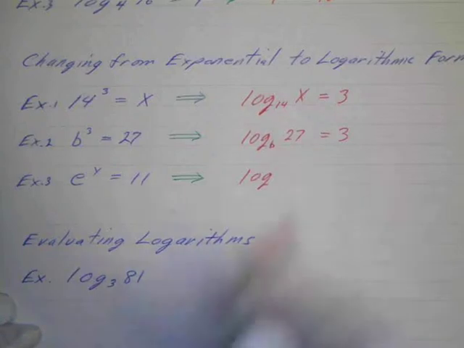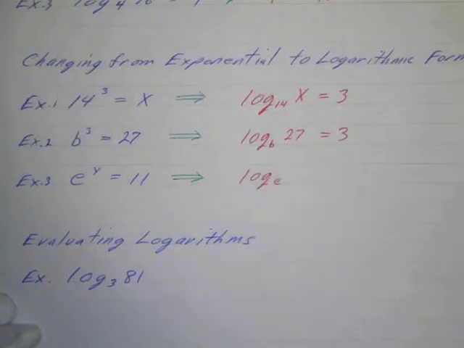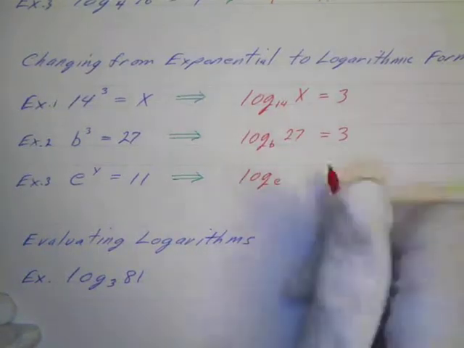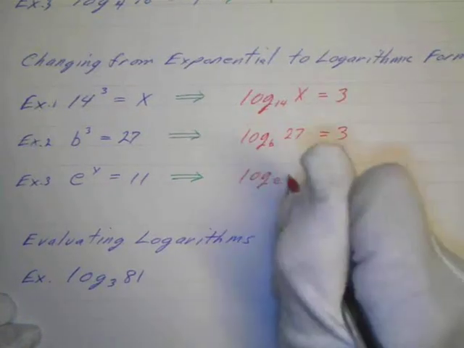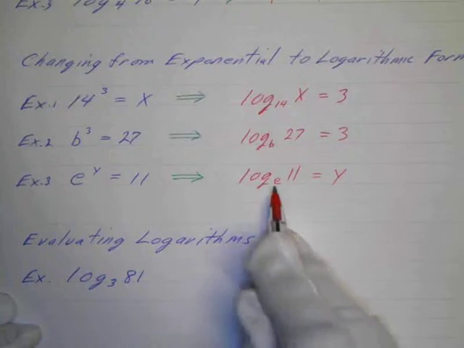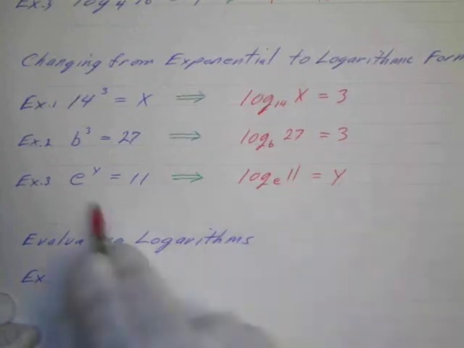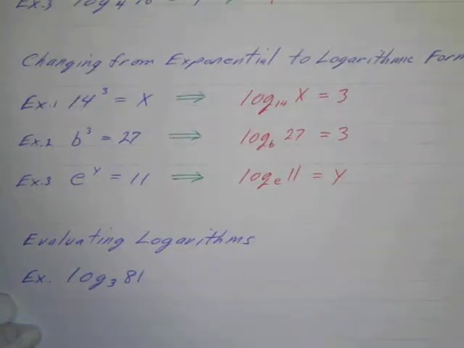All right? And the last, example 3 here. Now my base in this case is e. We'll talk about that a little bit more later. My exponent is y. That's what the logarithm is equal to. And my answer is 11. So base, exponent, answer, e to the y equals 11. All right?